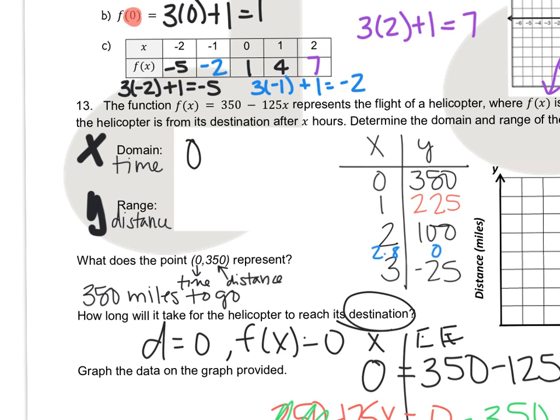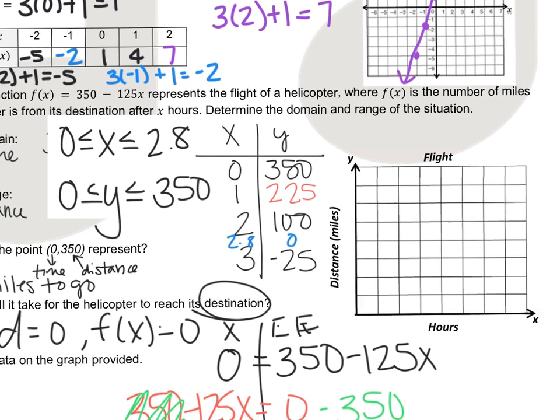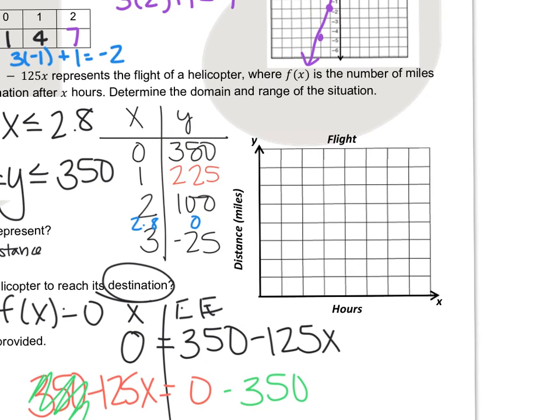So we're going to write 0 is less than or equal to x, which is less than or equal to 2.8. Our range, that's going to be our y, is our distance. Well, our lowest distance is 0. Our highest distance is 350. So my range is going to be 0 is less than or equal to y, which is less than or equal to 350. So now I can graph this by plotting all of these points.